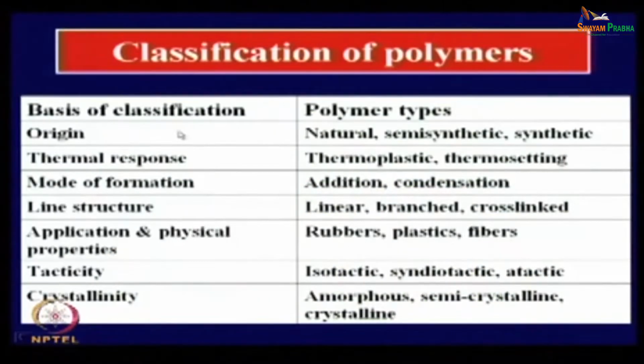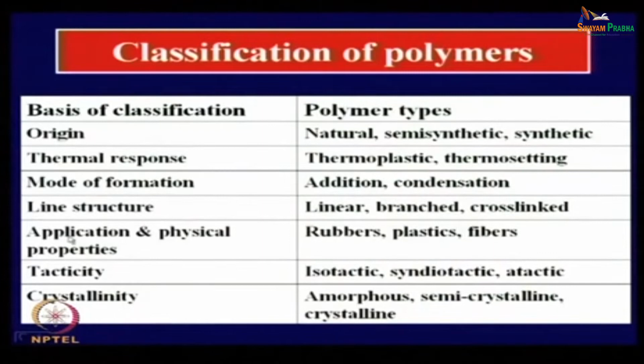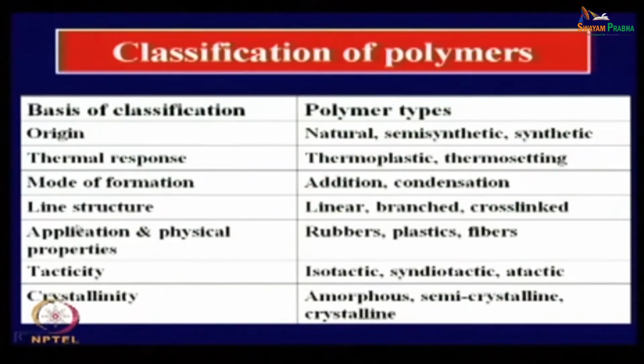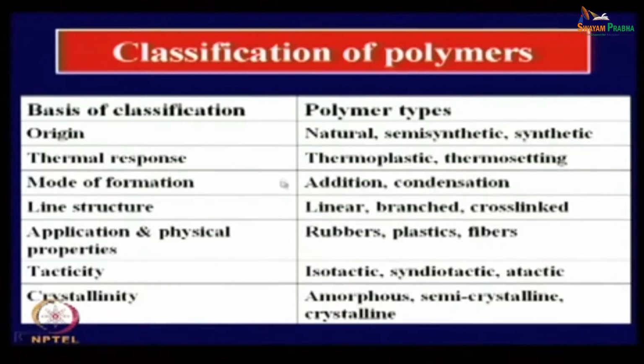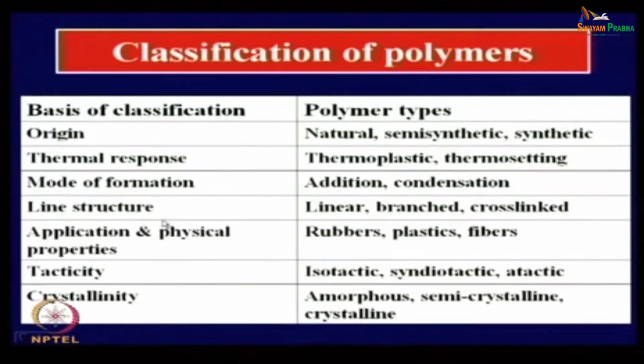On the basis of mode of formation, means how these polymers are synthesized, the basis of principles of polymer synthesis, we find there are two categories of polymers: addition chain polymers and condensation chain polymers or condensation polymers. On the basis of line structure, we find there are linear polymers, there are branched polymers, there are cross linked polymers.